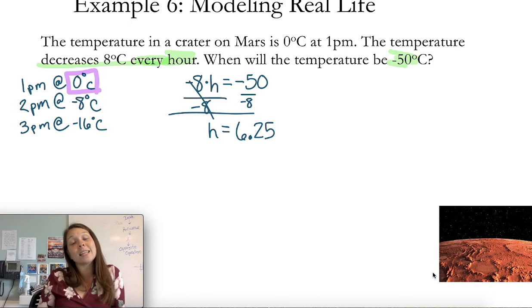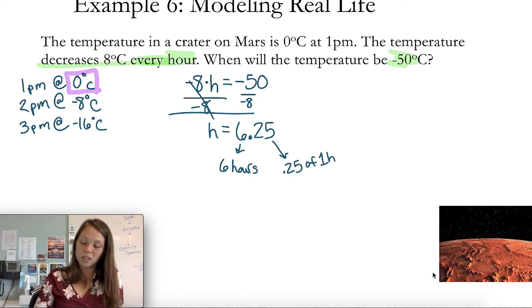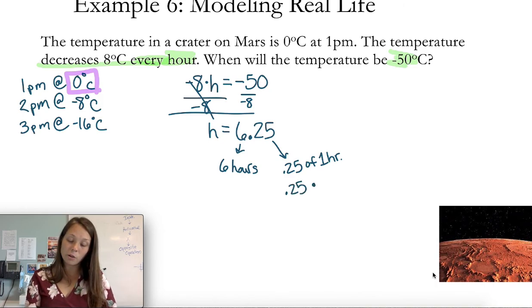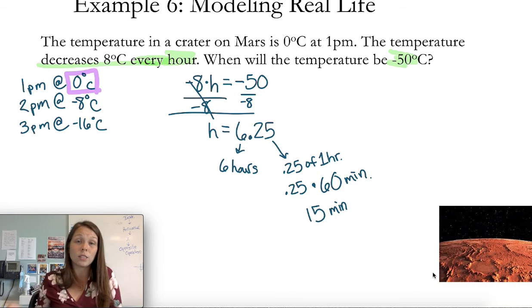So that means it's taking 6 hours and then 0.25 of an hour, right? So the 6 refers to 6 hours. And then this 0.25 of 1 hour. Well, we've got to figure out how many minutes that is. The number of minutes in 1 hour is 60. So if I take 0.25 and multiply that by 60, I get 15 minutes. So that means it's going to take 6 hours and 15 minutes to reach negative 50 degrees Celsius.